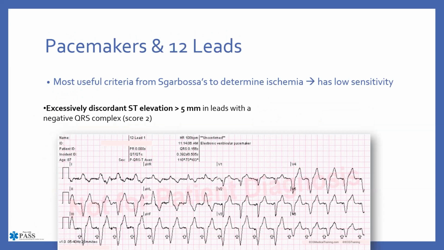The most useful criteria from Sgarbossa to determine ischemia has a low sensitivity. So like I said, even less than 50-50 early, but a 50-50 shot. So excessively discordant ST elevation, meaning the opposite, right? Part up and part down, elevation in greater than 5 millimeters is not characteristic. So remember, it has to be that 3 or above, and that would only give you a score of 2. So this is basically looking at that ST segment elevation and determining if it is greater than 5 millimeters and you have that negative QRS complex. But that alone would not meet criteria for Sgarbossa.